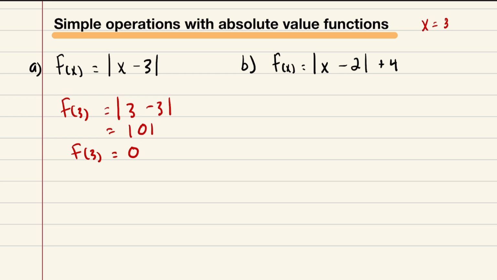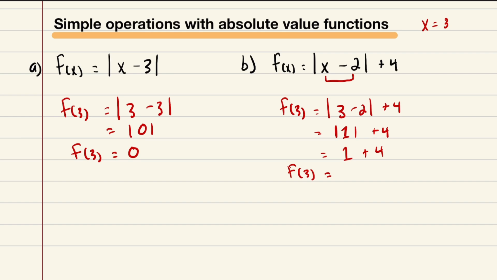Now the same thing is going to be said over here. I'm going to go f at 3 is equal to the absolute value of 3 minus 2, plus 4, which means that it's going to be absolute value of 1 plus 4. Now, whether that is positive 1 or negative 1, it doesn't matter. So it'll just be 1 plus 4. And that means that the value of f at 3 is going to be 5 in this case.